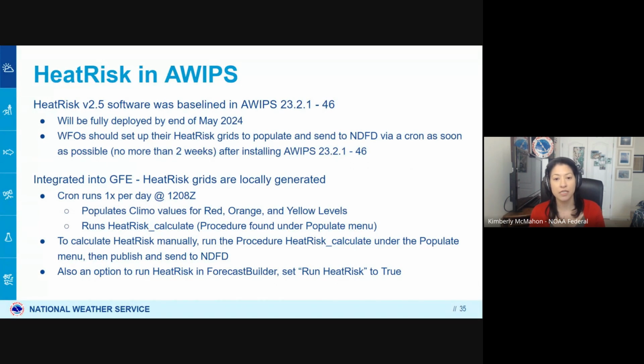So in order to calculate heat risk manually, meteorologists can run the heat risk underscore calculate procedure under the populate menu in GFE. And for offices that use Forecast Builder, they can set the option run heat risk to true in their Forecast Builder config, which will calculate heat risk during the integrity step.